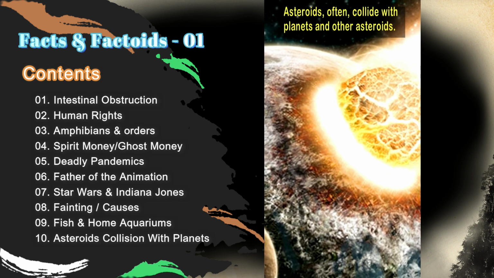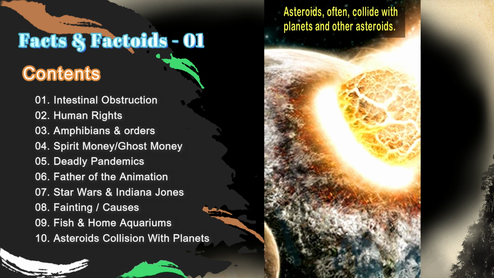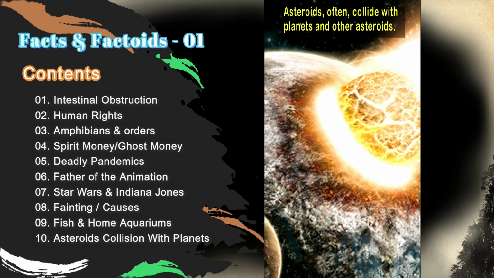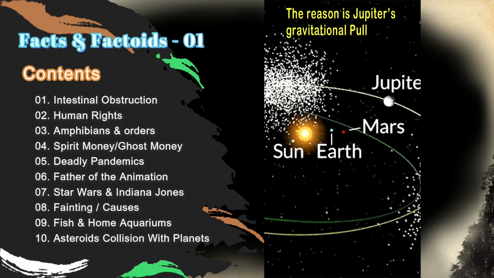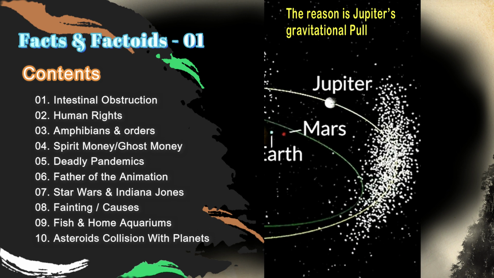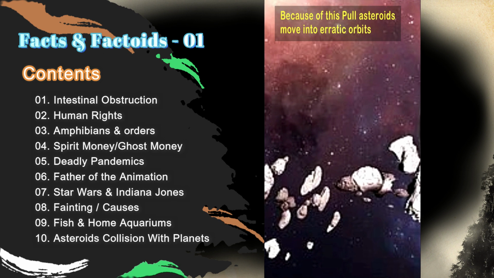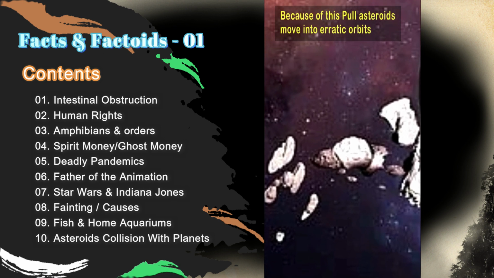Asteroids often collide with planets and other asteroids. The reason is Jupiter's gravitational pull. Because of this pull, asteroids move into erratic orbits.